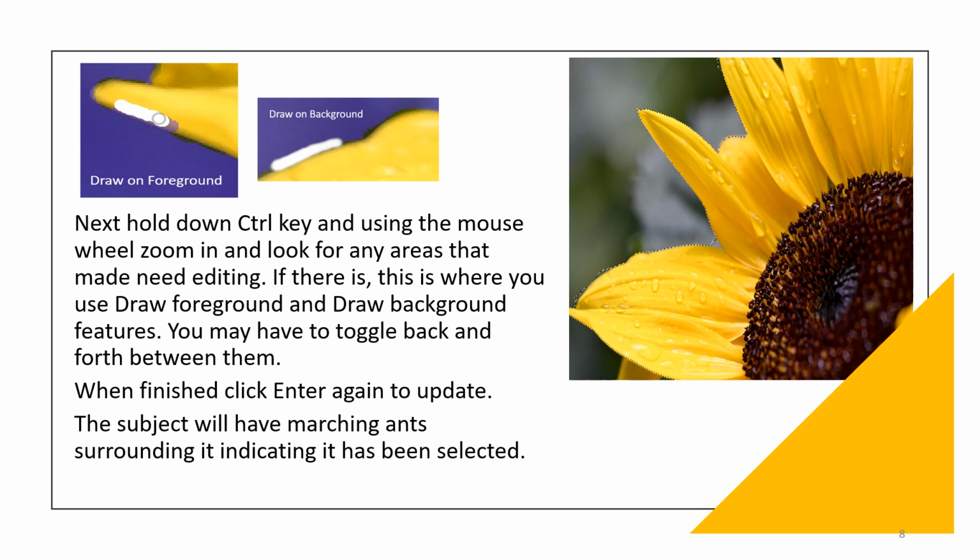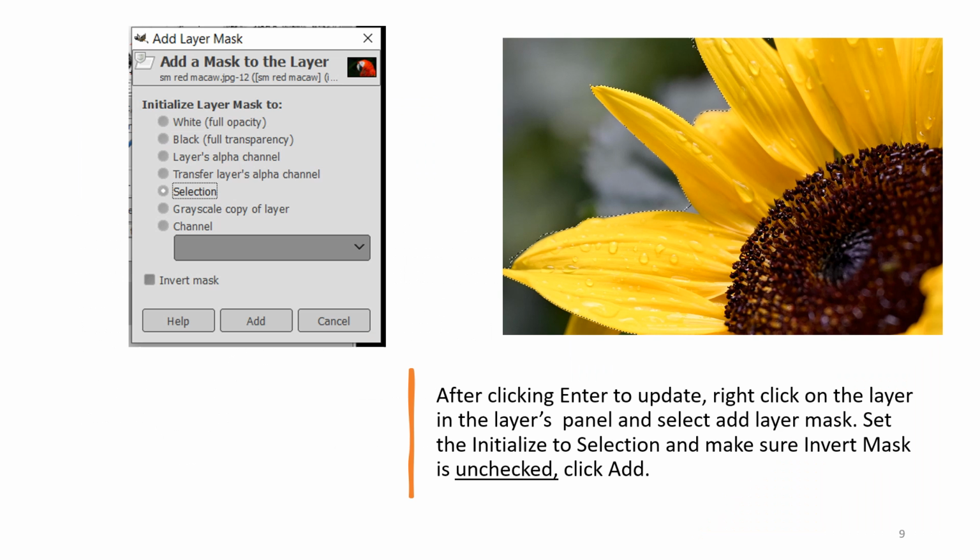Next, hold down the Control key and, using the mouse wheel, zoom in and look for any areas that may need editing. If there are any, this is where you use the Draw Foreground and Draw Background features. You may have to toggle back and forth between them. When finished, press Enter again to update. The subject will have marching ants surrounding it, indicating it has been selected.